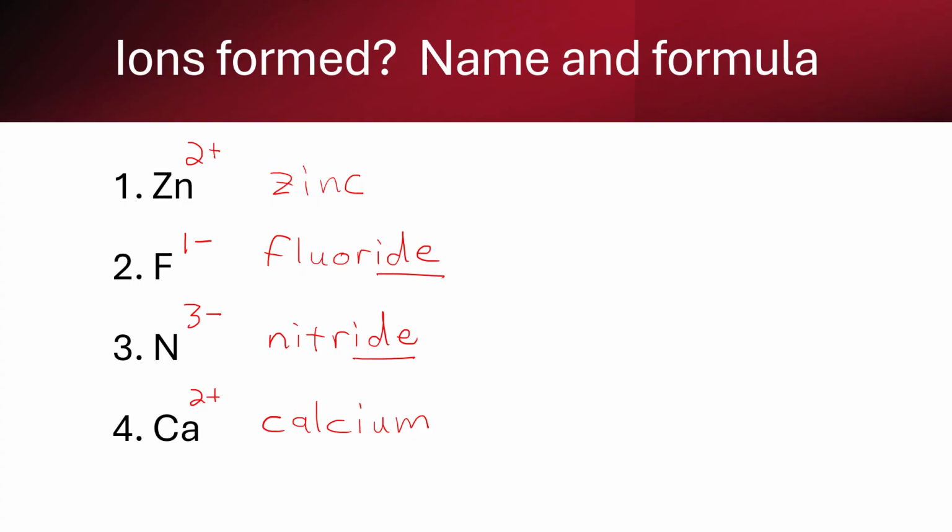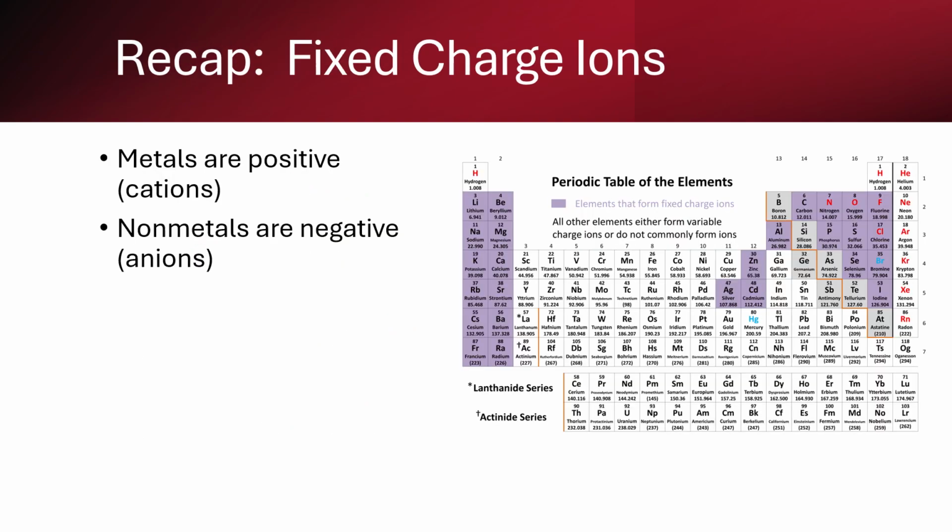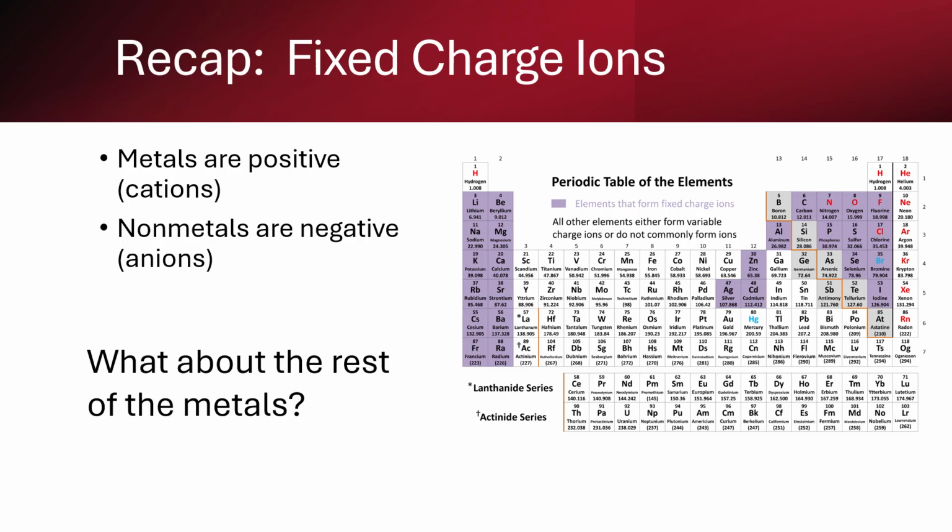That also corresponds to their position in the name or the formula. The positive ones are first, the negative ones are second. So just like with covalent nomenclature, we leave the name of the first one alone. We change the ending of the second one to IDE. All right, so that takes care of all of the elements that are shaded purple.